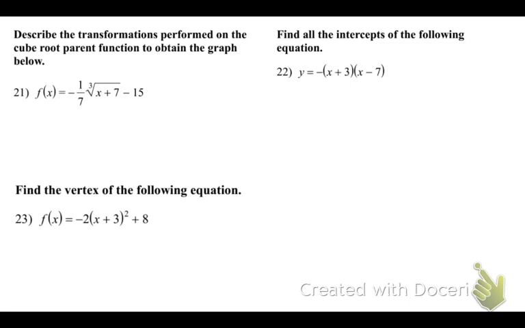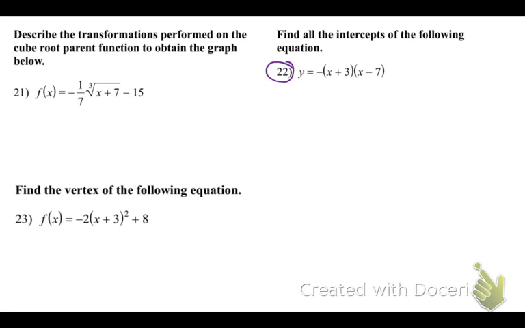Numbers 21, 22, and 23 are all kind of gimmies. So I'm not going to do them for you. I will just ask you guys the questions about them. I'll just kind of give you a little hint before I ask you the question. For number 21, you guys can do on your own, describing the parent functions, what's the shift left, what's the shift right, etc. For number 22, it says to find all the intercepts of the following equation.